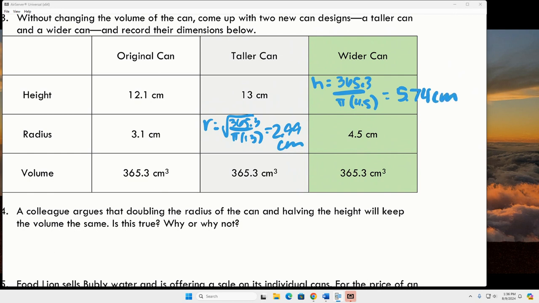Okay. Does it make sense that when you made one of the dimensions bigger, the other one got smaller? Yeah, so if you need the volume to stay the same, then they have to change. Now, they don't change proportionally. This one made a way bigger change than this one did. And that has to do with the radius being squared.